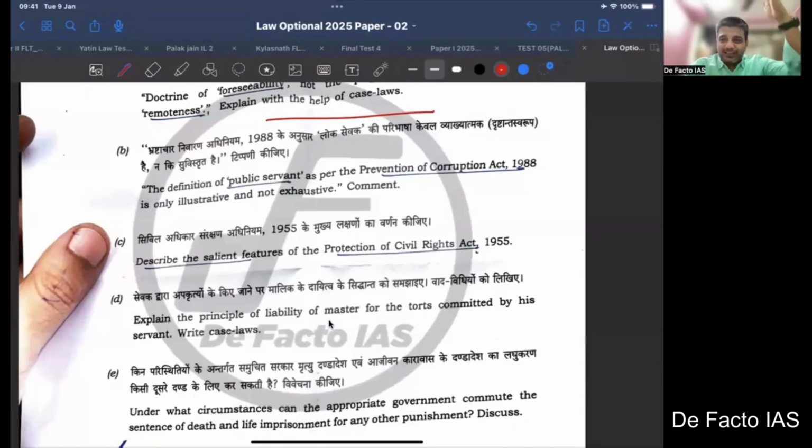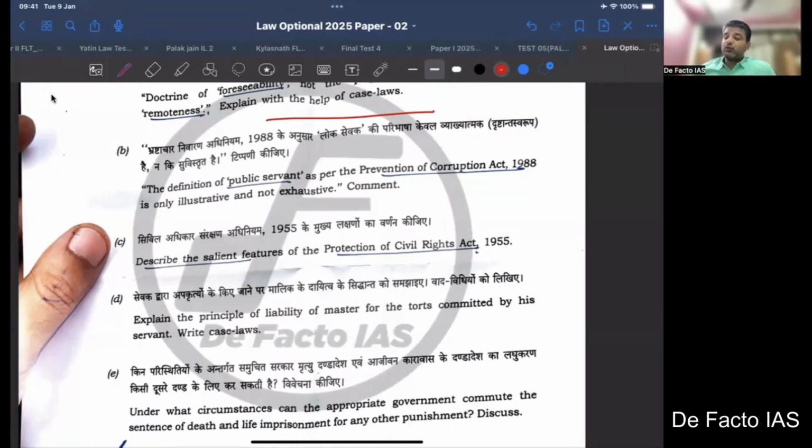Now, the definition itself in the Prevention of Corruption Act, if you go and see, is itself 2 pages long, right? So that itself will be 150 words, but obviously you will have to make it much better, a little bit more condensed.